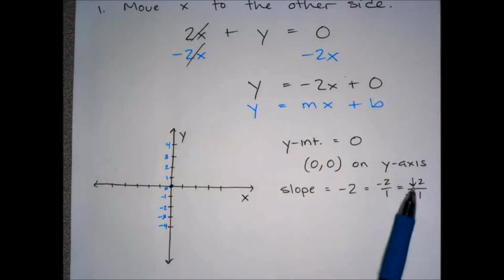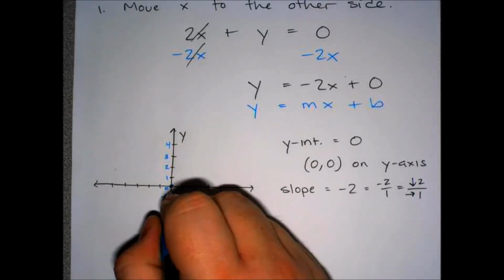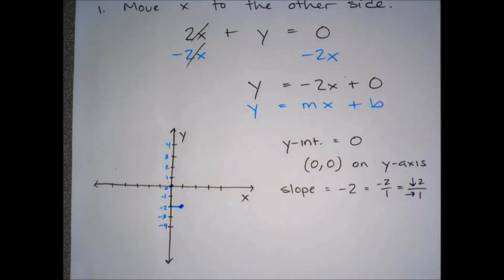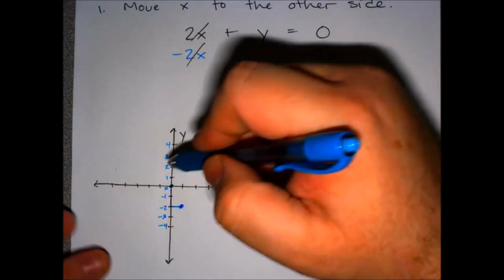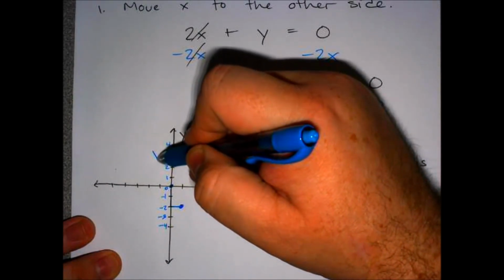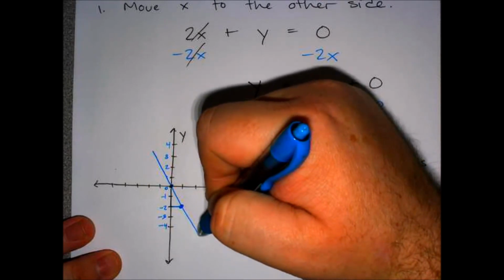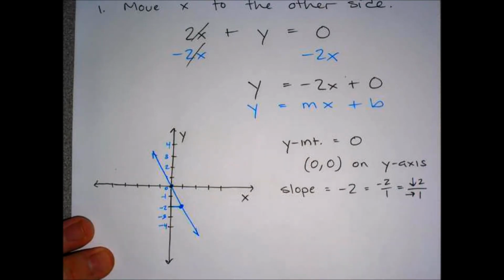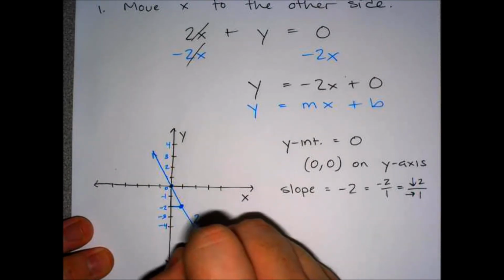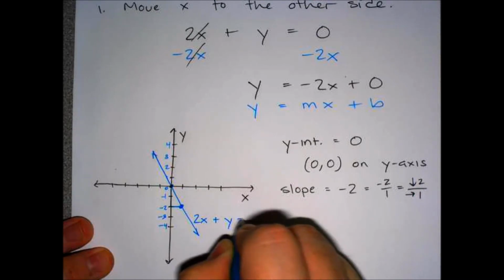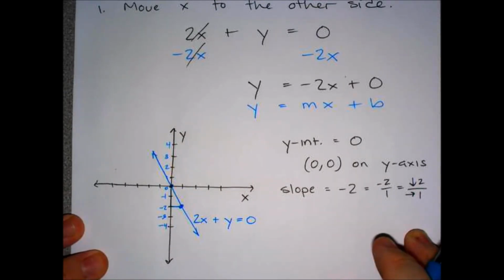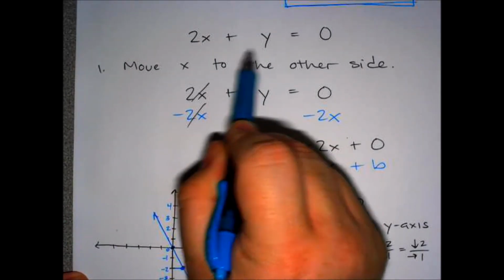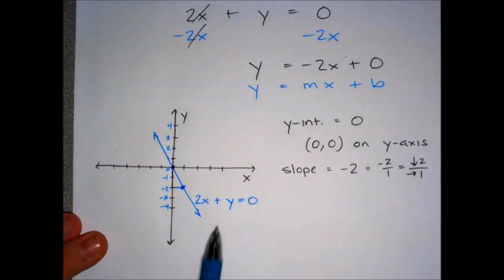Our slope says we go down 2 and to the right 1. So we go down 2 and we go to the right 1 to this point. We got our next point, and now we're going to draw a straight line right through those 2 points. I'll try my best to freehand this. There we go. Got it? And the last thing we need to do is always label the line. 2x plus y equals 0. And to know where I got that from, that comes from our initial equation right there, 2x plus y equals 0. I just rewrote it next to the line.